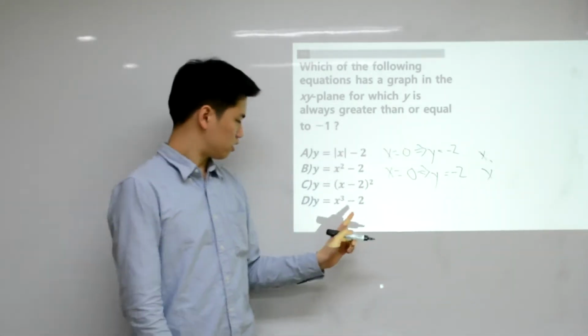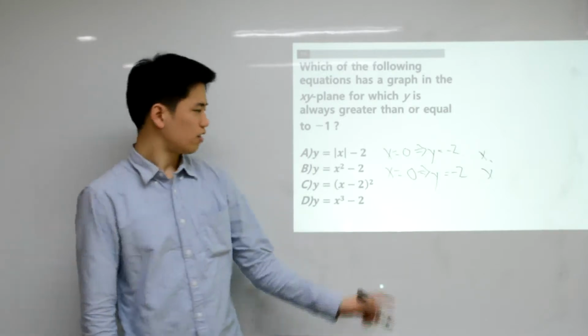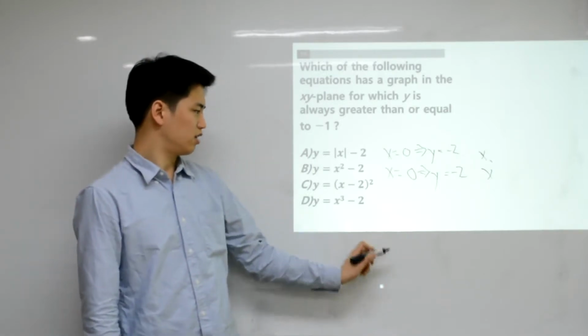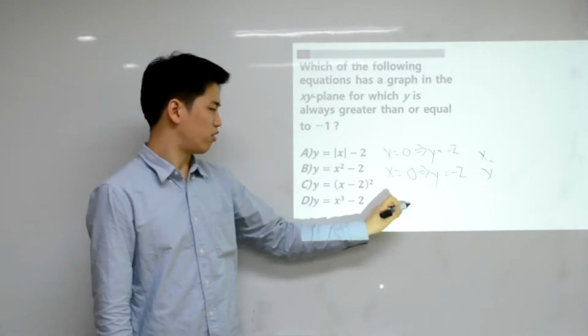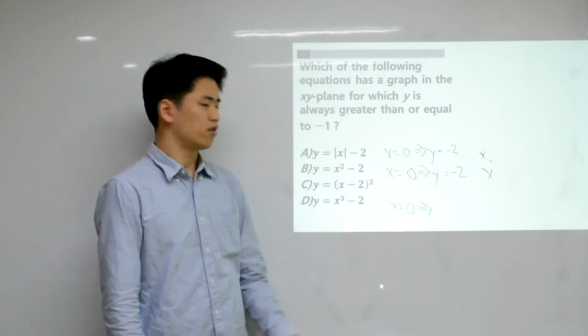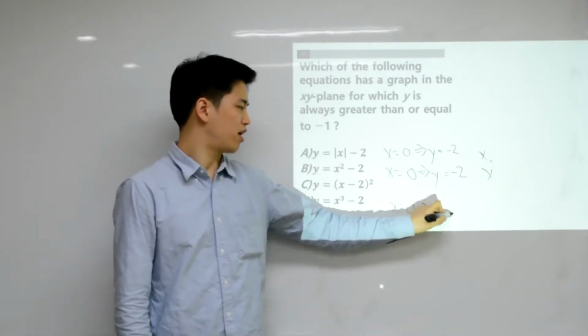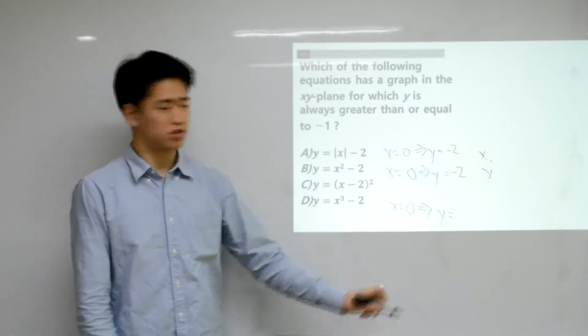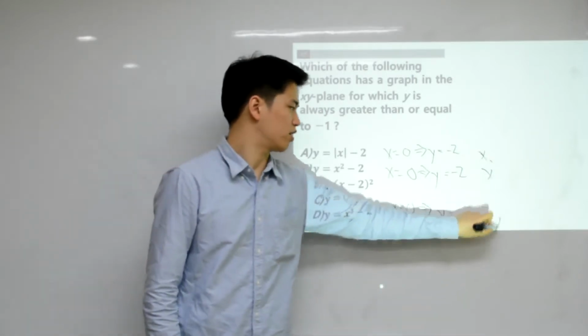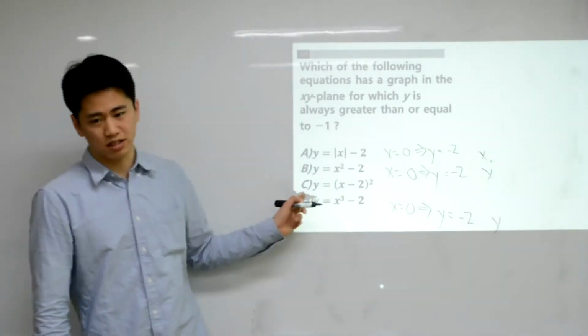And for D, we know that, say, if x equals 0, then y would also equal 0 cubed minus 2, so that's negative 2. So again, this doesn't work. So the answer would have to be C.